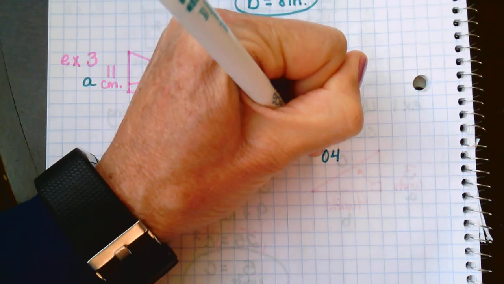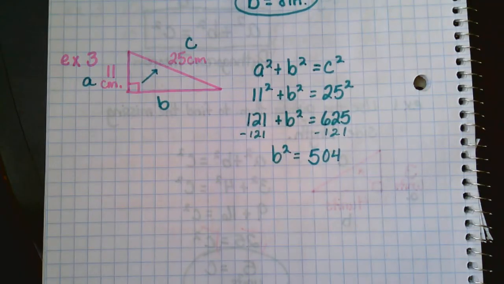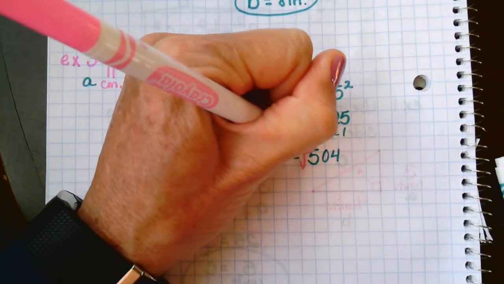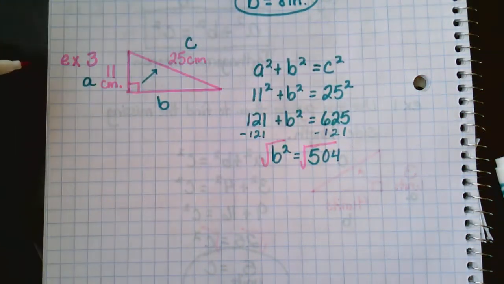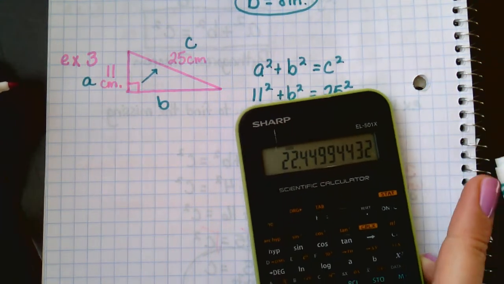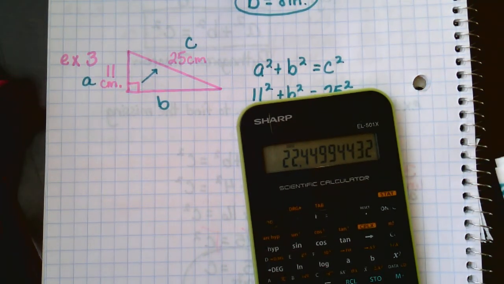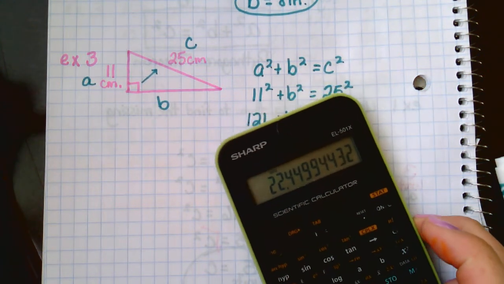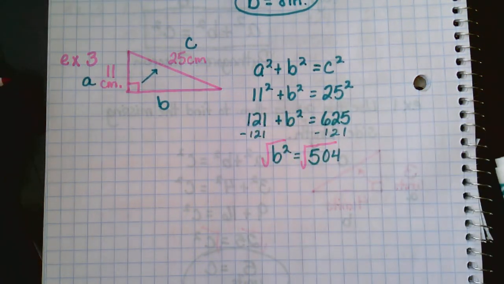0, 504. So what number times itself is equal to 504? Gosh, I'm not too sure about that. So I'm going to grab my calculator and I'm going to figure out what is the square root of 504. And when I do that, I get a really long decimal answer, 22.44994432, etc. I definitely don't want to use that long decimal number.